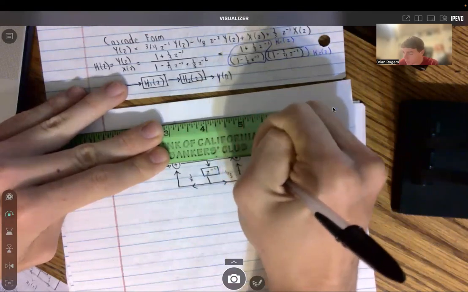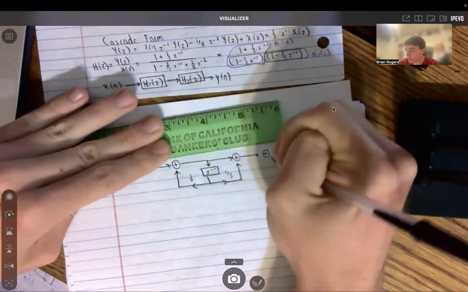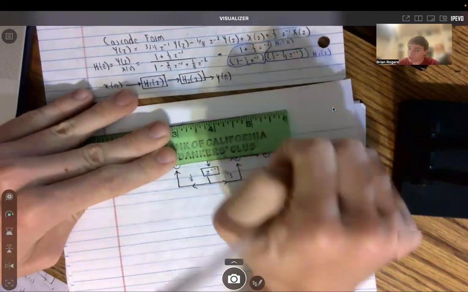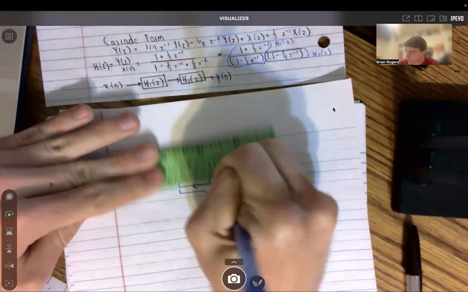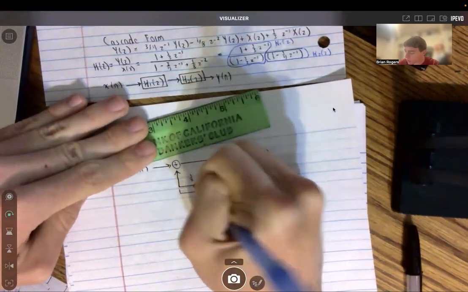And then we'll have another summing block here. This one's going to be based on our H2(z) term. So everything right here is just based off our H1(z).